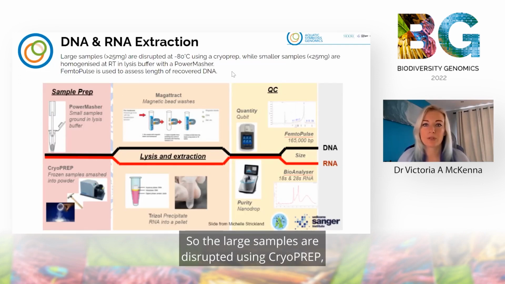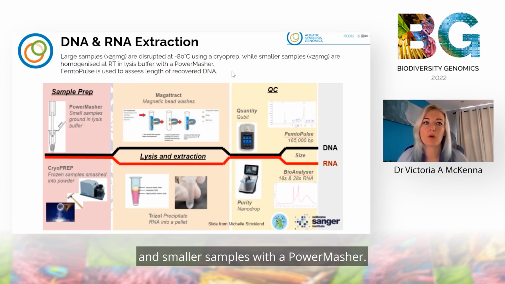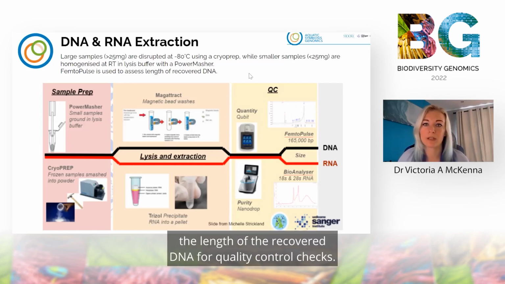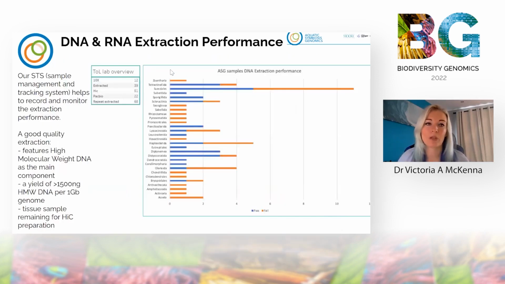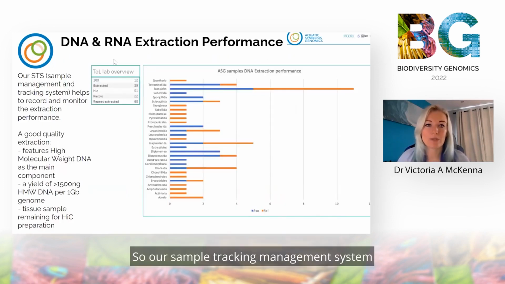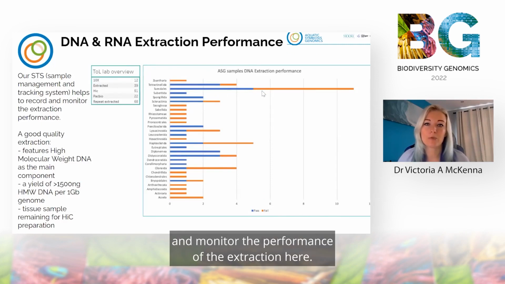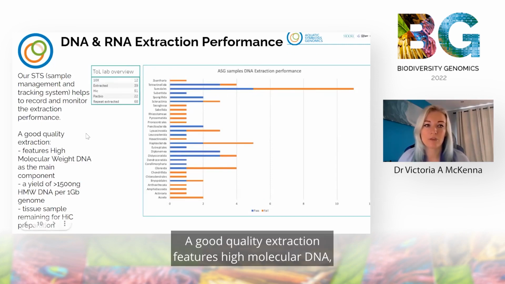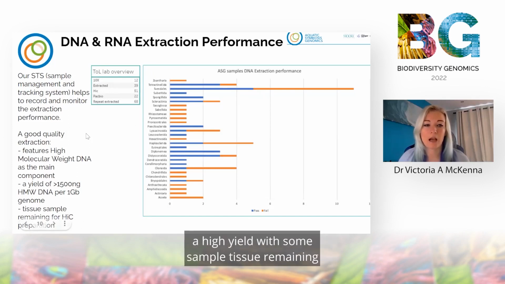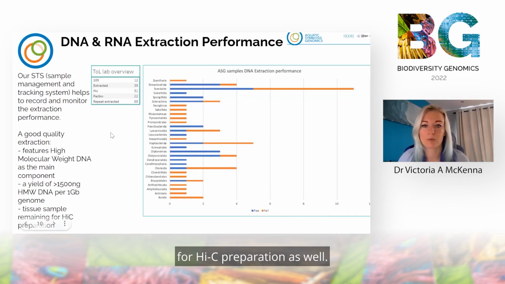The large samples are disrupted using a cryoprep and smaller samples with a PowerMasher, and the FemtoPulse is used to assess the length of the recovered DNA for quality control checks. This is for both RNA and DNA extraction. Our sample tracking management system again helps us to monitor the performance of the extraction here. A good quality extraction features high molecular weight DNA, a high yield, with some sample tissue remaining for HiSeq preparation as well.